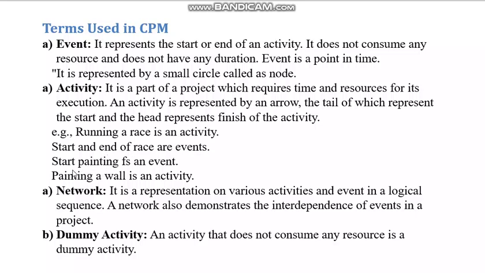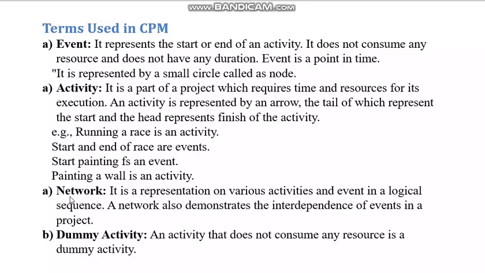Now, start painting is an event. Painting a wall is an activity, and end painting is again an event. Like that it is. Okay, so these are events and activities. You remember, event is just a point in time, whereas activity is a duration of time. Event does not require any resources, activity requires resources.